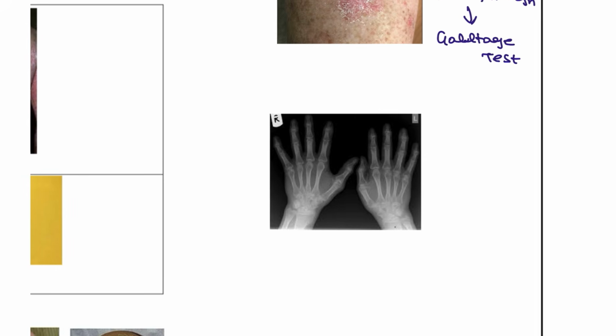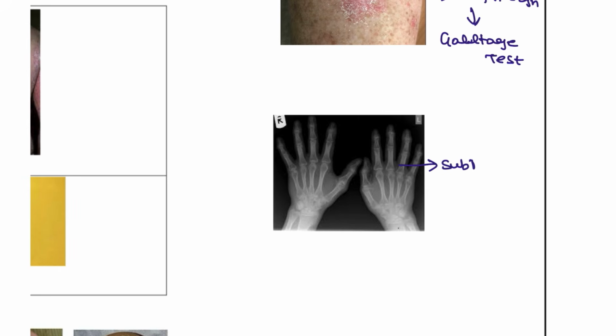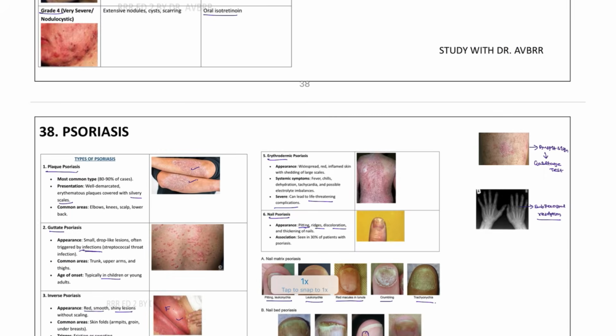Next, on the X-ray, you are going to see subperiosteal resorption. It is seen in psoriatic arthritis patients, right?